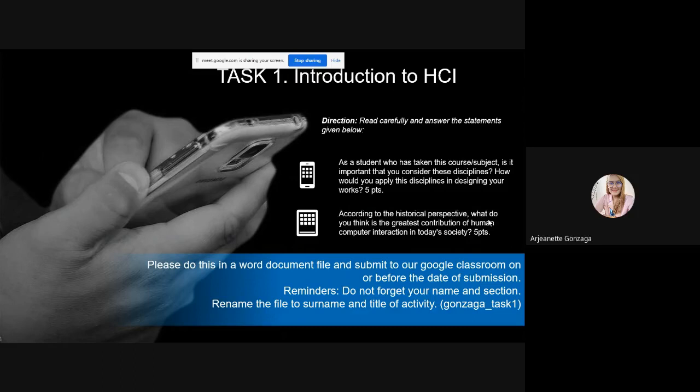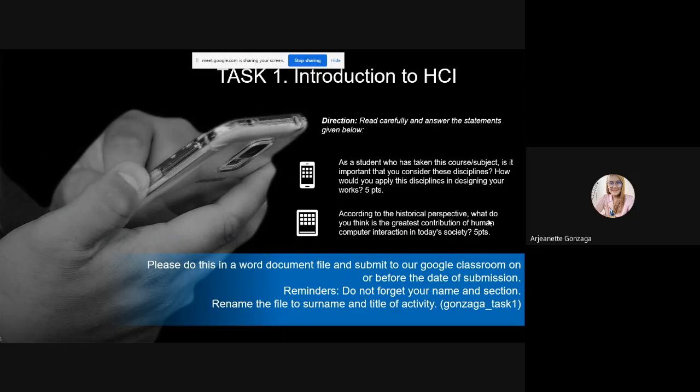Reminders: do not forget your name and section, because the last time I checked, I found many submissions without a name, so I did not record them. Rename the file to your surname and then the title of the activity, for example, Gonzaga Task 1.